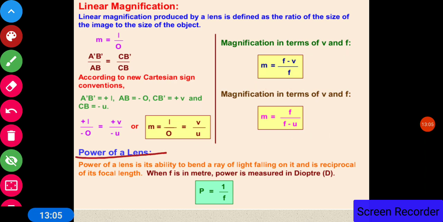Now power of a lens. Power of a lens is its ability to bend a ray of light falling on it, and it is the reciprocal of its focal length. When F is in meters, power is measured in diopters. So P is equal to 1 upon F. This is the formula when F is in meters, and when F is in centimeters, then this reduces to P is equal to 100 upon F. When F is in centimeters, it is 100 upon F, and when F is in meters, then it is 1 upon F.